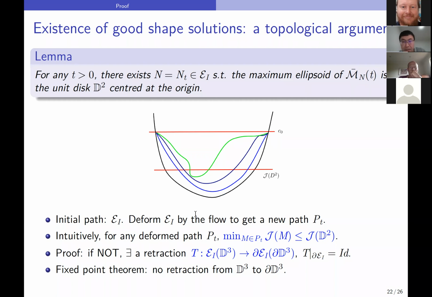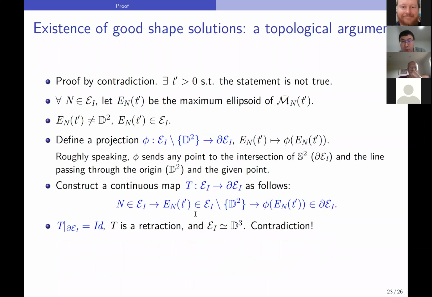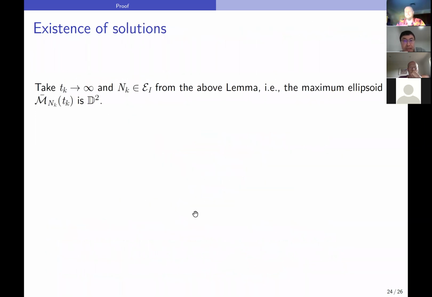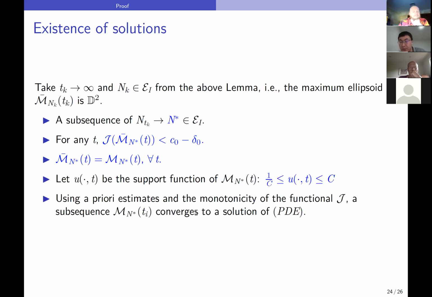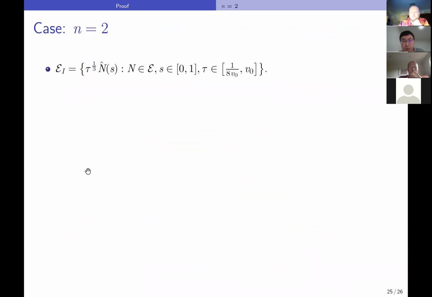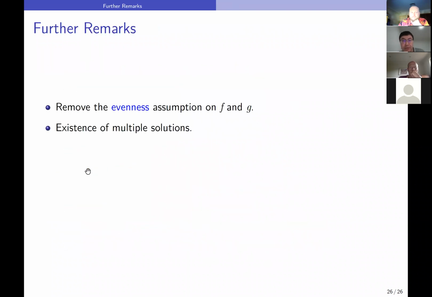Okay, I only have 1 minute, so I'll skip the construction of this retraction. And once we have this key lemma, the remaining part is that you can take a limit and find some n star. So the flow from n star will converge to a solution. You can do the same thing for the higher dimensional case.